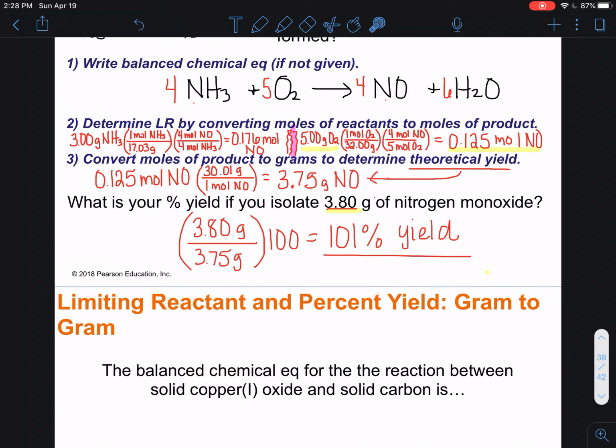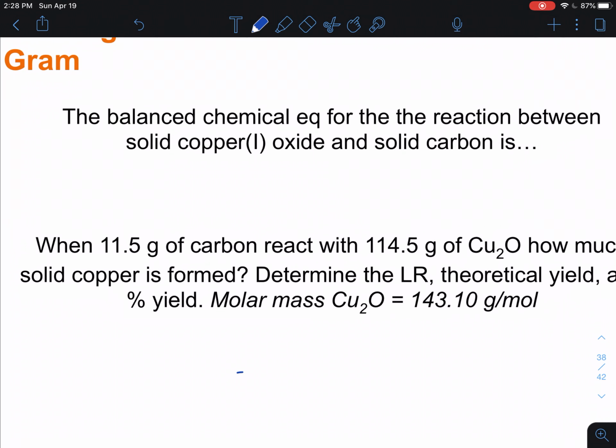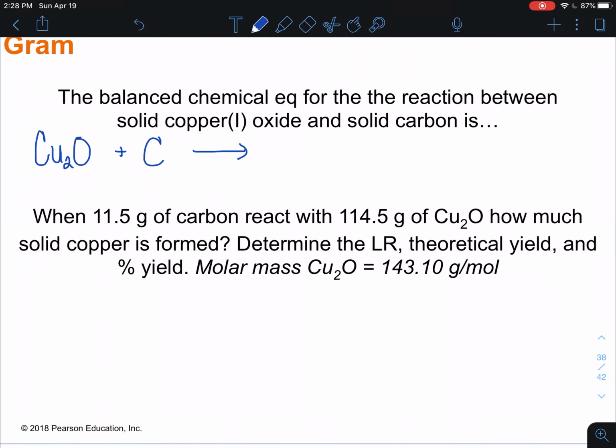Let's do another one. The balanced chemical equation for the reaction between solid copper(I) oxide and solid carbon is, so let's write it out, solid copper oxide. I'm not going to necessarily worry about the phases. If it's copper(I) and it's oxide, there have to be 2 coppers for every 1 oxygen, plus solid carbon. And what is that going to go to?